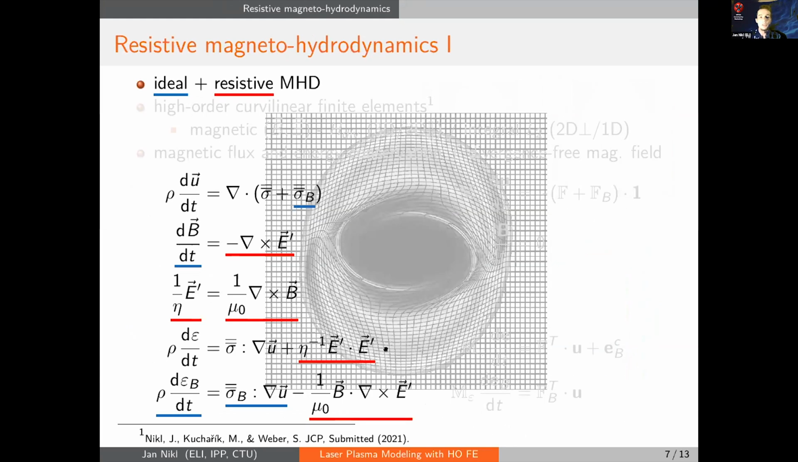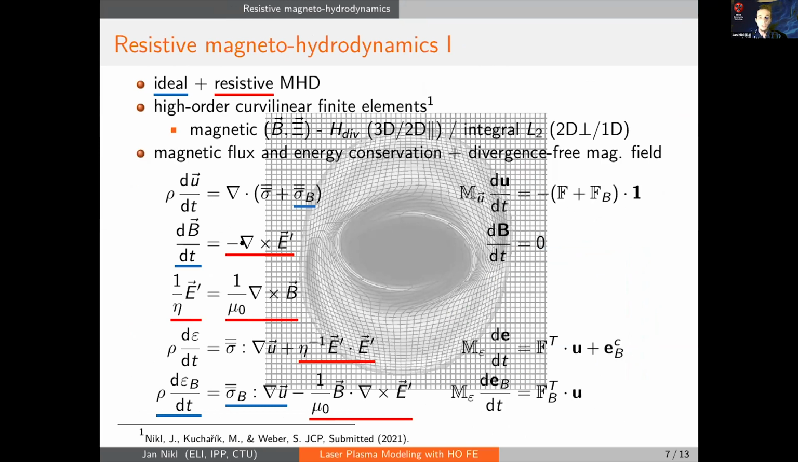And the newest addition is the resistive MHD. So we split it into the ideal part and resistive part. The new terms here are the magnetic stress tensor, Faraday's law, Ohm's law, Joule heating, and an auxiliary equation for the specific magnetic energy.